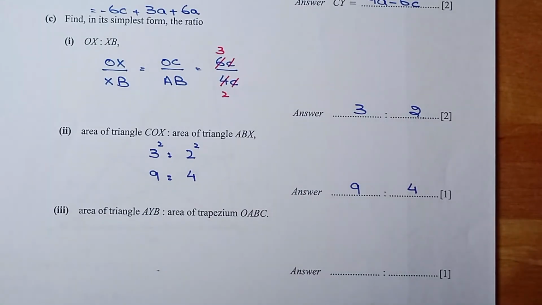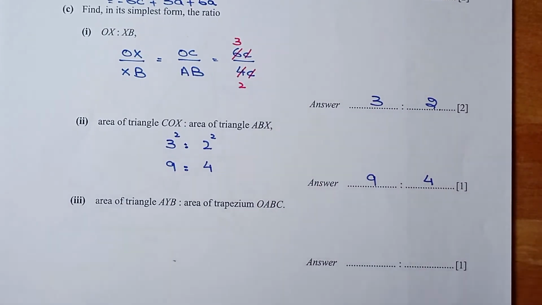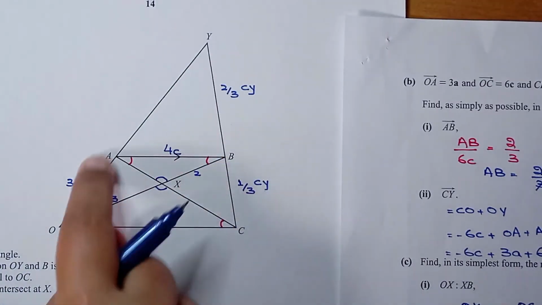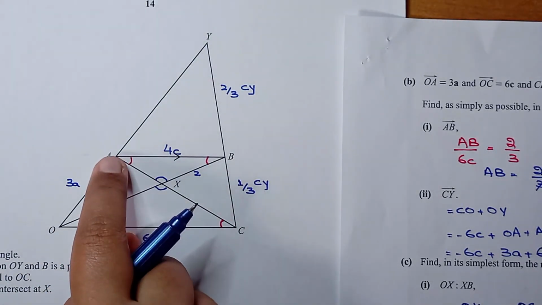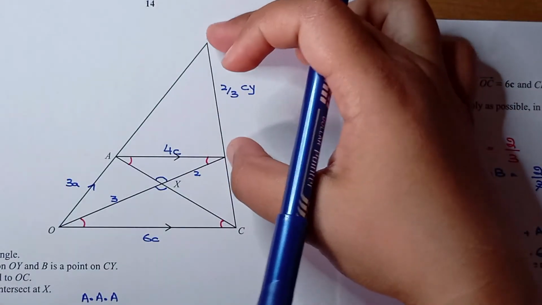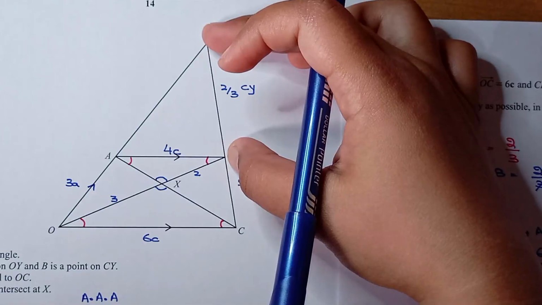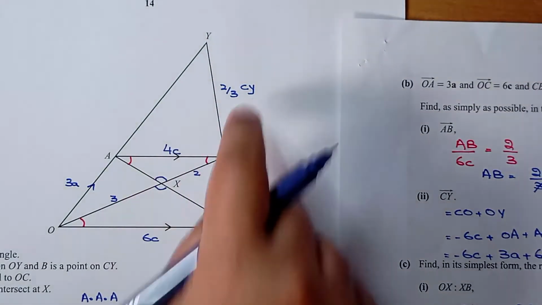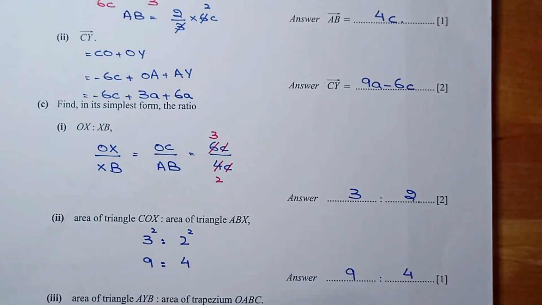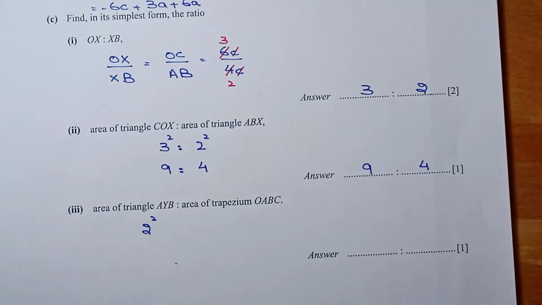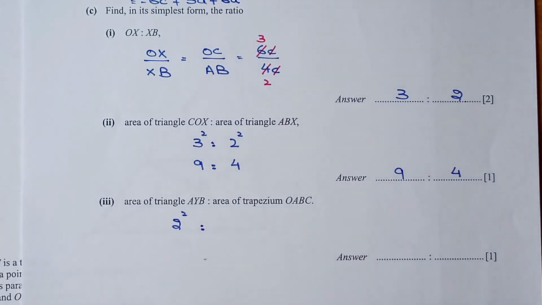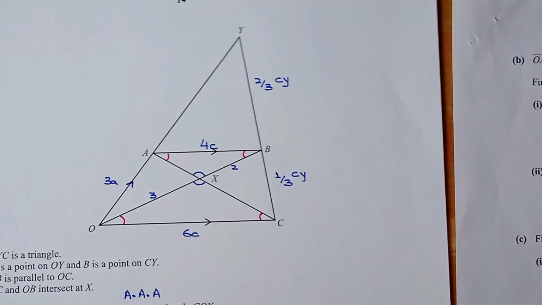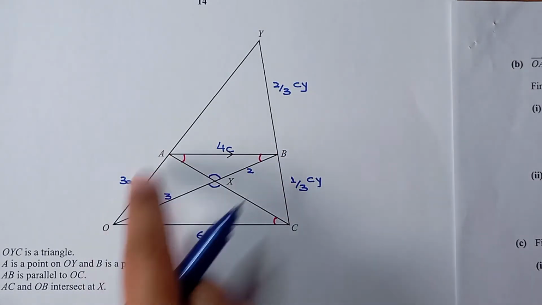Now for the third part, the area of triangle AYB to the area of trapezium OABC. We have a triangle AYB and this trapezium. For the area of this triangle, again we need to work on the side length. Its side is 2, because BY is given in the ratio of 2. So we can do 2 squared for area. I hope you can see it now. So for area I'm using 2 squared, and the ratio to the area of trapezium OABC. As you can see, this OABC is a trapezium.